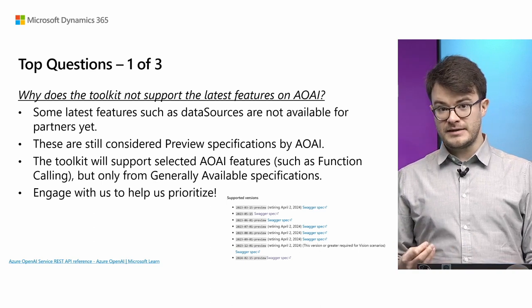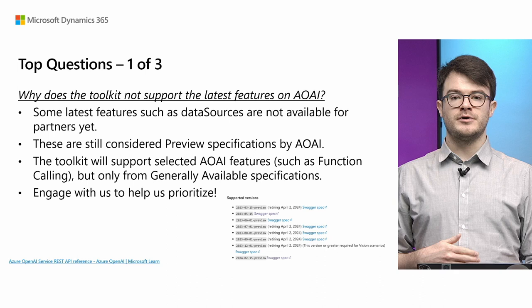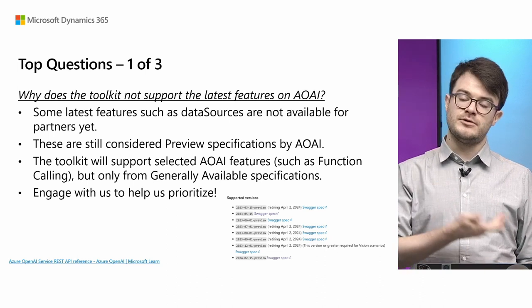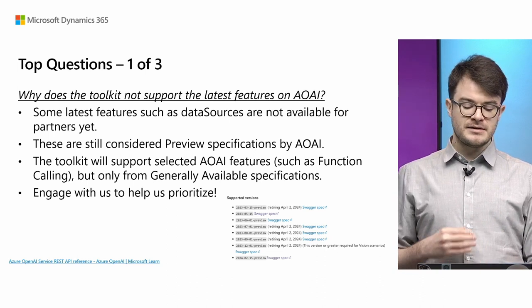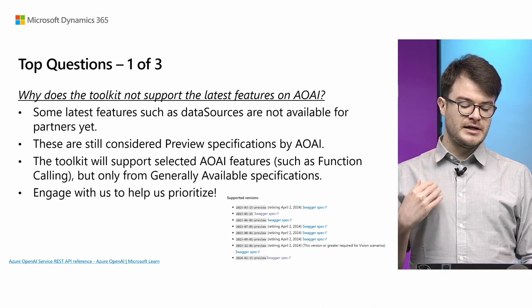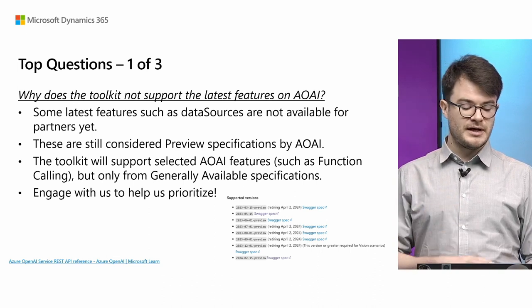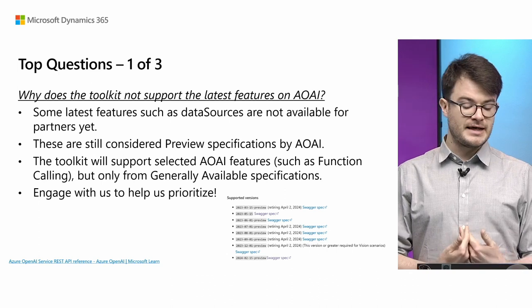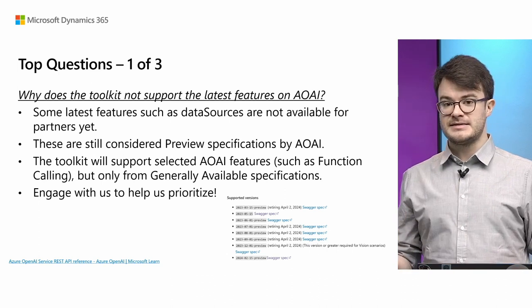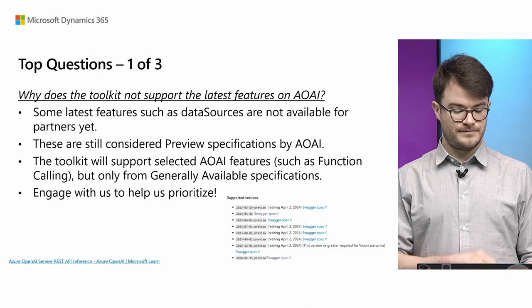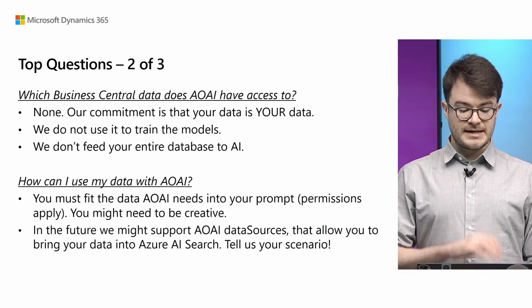There is one more layer to that, which is we don't necessarily want to support all the features from Azure OpenAI in our AI toolkit. And the reason is that there are a lot, and we need your help to prioritize. So engage with us, talk to us on Yammer, tell us what you need, and then we'll prioritize the next feature that we'll make available in the toolkit. Let's jump to the second question.